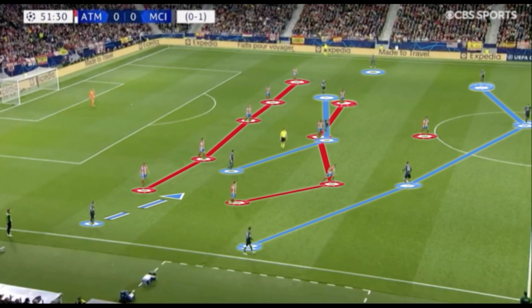But Atletico Madrid handled this with the jumping of Koke to the left central defender Laporte when he would progress the ball, using the cover shadow of Koke to block access to Ilkay Gundogan, and control the threat between the lines from Manchester City.